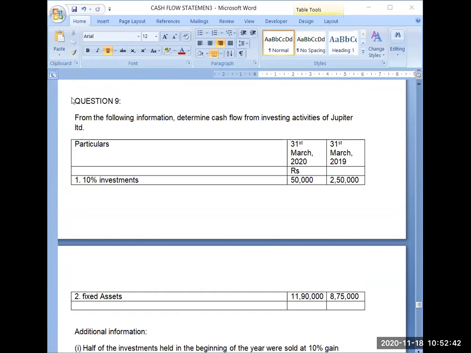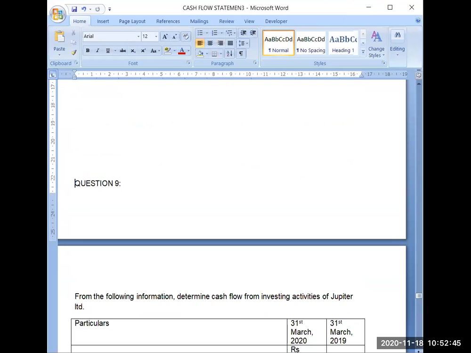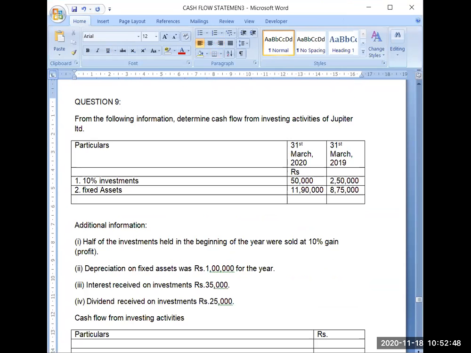Now see this question. It is saying, from the following particulars determine cash flow from investing activities of Jupiter Limited. Balances of 31st March 2019 as well as of 31st March 2020 are given: 10% investments and fixed assets. Opening balance and closing balance is given.